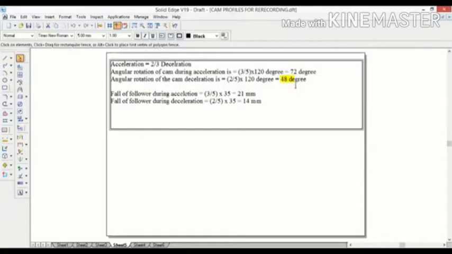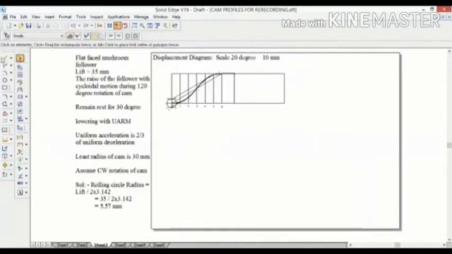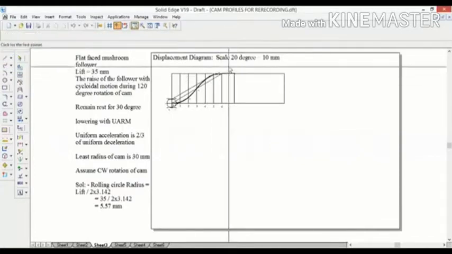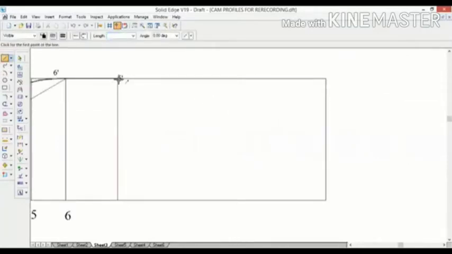That is the deceleration part. So 72 degree divided by 20 gives us the value in millimeters to draw in a displacement diagram. Operate calculator. So 72 degree divided by 20 we will get 3.6 centimeters, that means 36 millimeters. Let us draw a line at a distance of 36 millimeters. So 36 mm 0 degree, and draw a vertical line. So we divided the return stroke. This part will be the acceleration and this part will be the retardation.